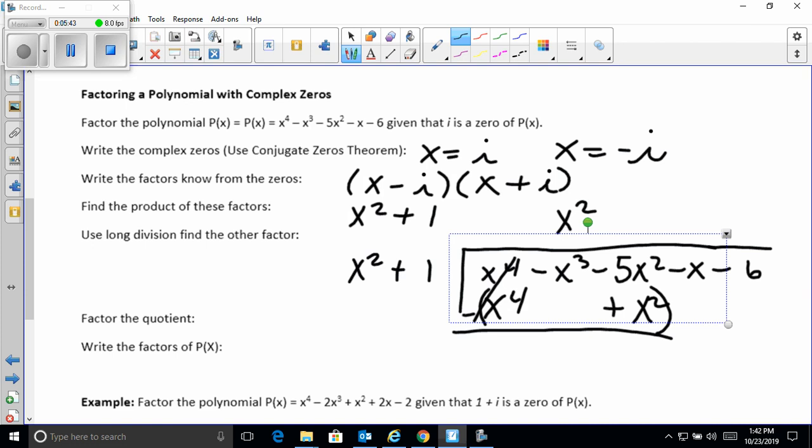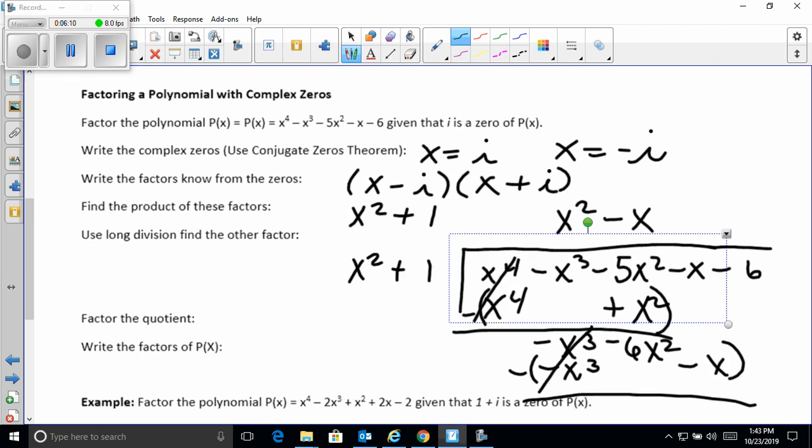Those cancel. This is minus x to the 3rd. And then minus here would be negative 5 minus 1x, so it's a negative 6x squared. How many times does x squared go into negative x to the 3rd? It goes in negative x times. So that is negative x to the 3rd minus x. So that's subtracting this whole thing.